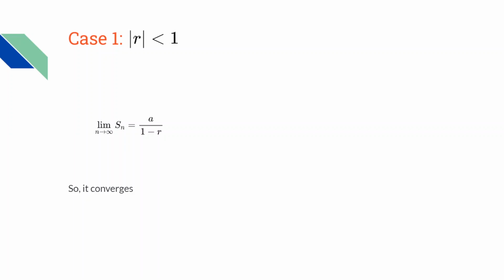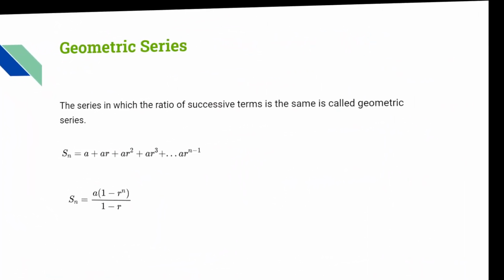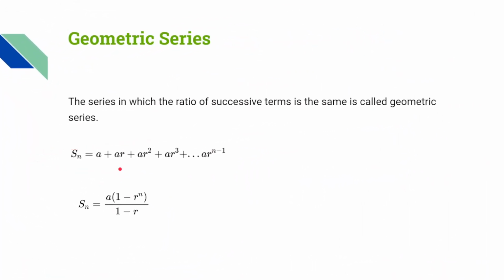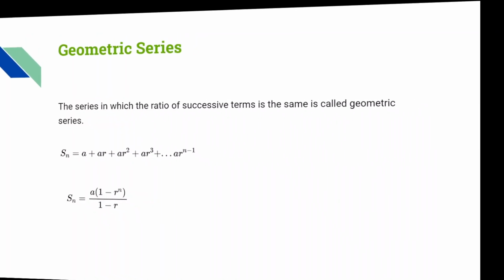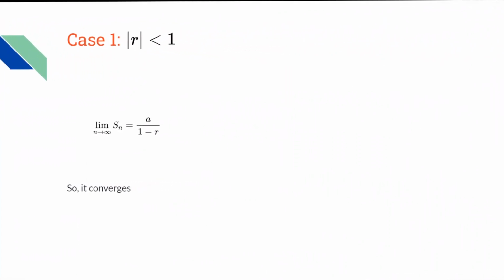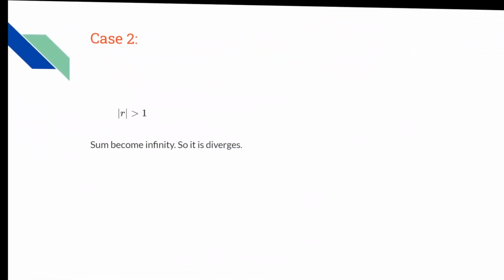Again, if the opposite happens, that mod of r is greater than 1, then what will happen? Look at that. If it is greater than 1, then it will go on growing more and more. So this term will be infinite, and the sum will also be infinite as n tends to infinity. So that diverges.